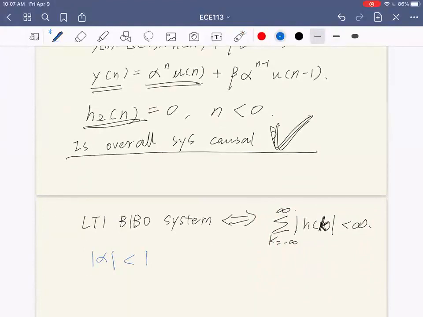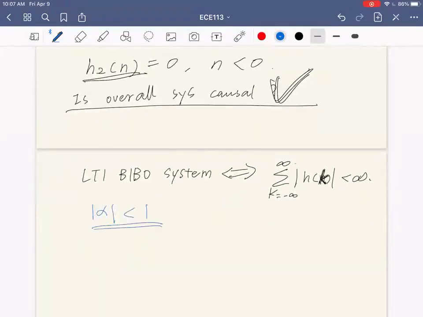So you'll notice that the ideas behind the problems are the same. As long as you understand the concept, you will have solutions in your brain very quickly. So this is the answer. When the absolute value of alpha is smaller than 1, it is a BIBO stable system.